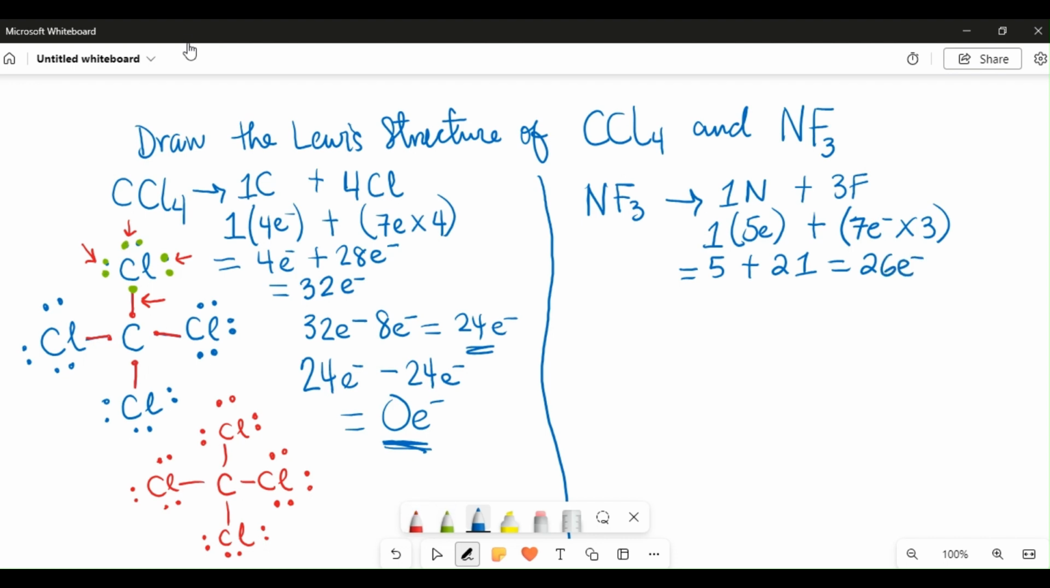So now we do the next thing that I taught you guys. We are going to draw the skeletal structure of just the atoms connected to each other with bonds only. So you've got nitrogen and you've got fluorine, fluorine, and then you've got fluorine here. So you've got 2, 4, 6. We've used 3 bonds, and that's equivalent to 6 electrons. So you've got 26 electrons minus 6 electrons. So you've got 20 electrons left.